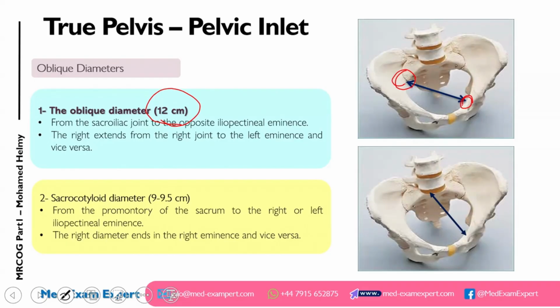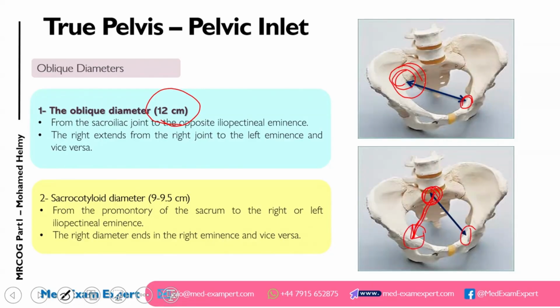If the line extends from the left sacroiliac joint to the right eminence, we call it the left oblique diameter. So we name the oblique diameter according to the direction of the joint. The right oblique extends from the right joint, while the left oblique extends from the left joint. We have another diameter called the sacrocotyloid diameter, extending from the tip of the sacral promontory at the common point. So we have two lines, one extending to one eminence and the other to the other eminence.